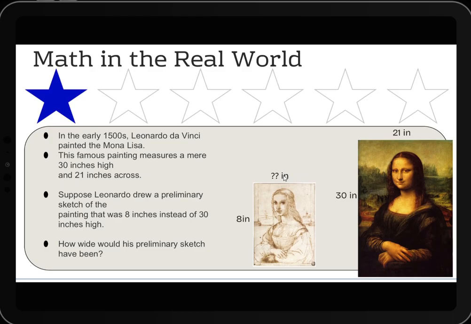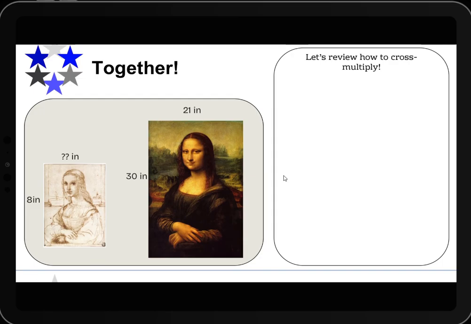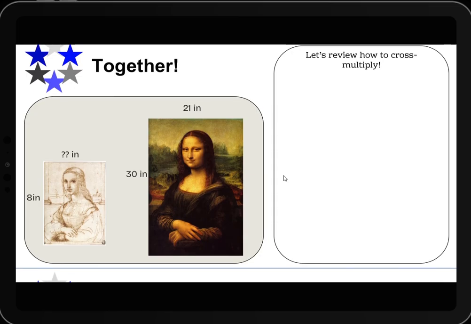And so scaled down means it's smaller, and we're missing the width of that preliminary sketch, and we're going to use the original sketch to find that missing width. To do that, we're going to use the similarity property that exists between the two figures. If they are in fact similar, then we can set up a proportion, and a proportion is where we take the corresponding sides and we write ratios of those sides.